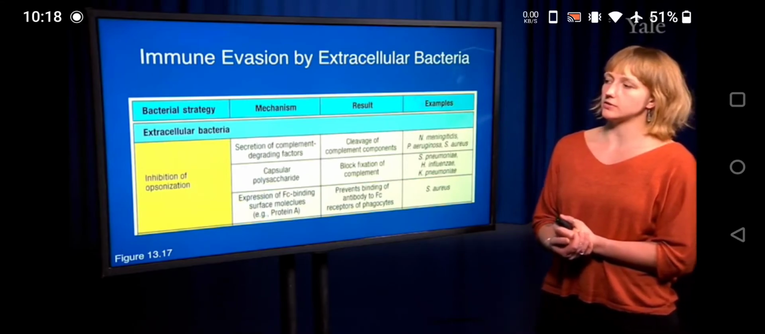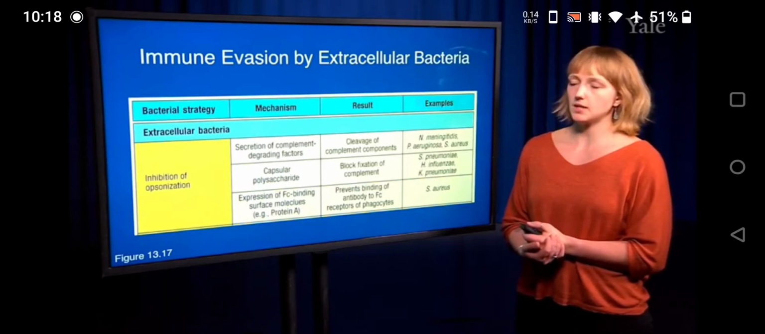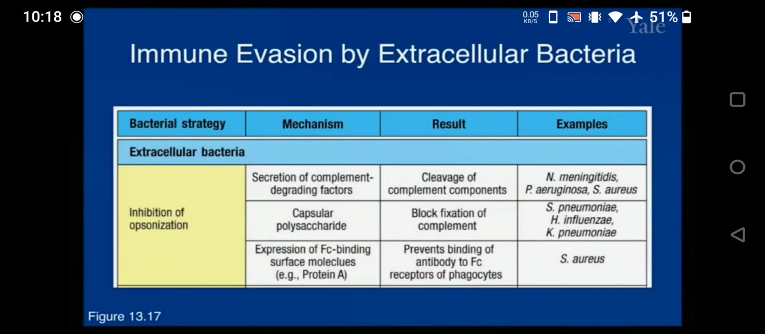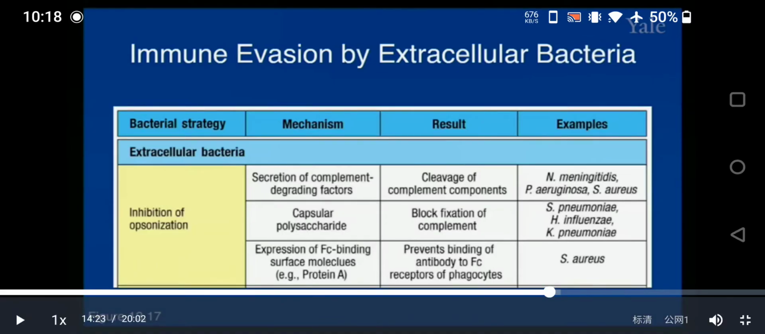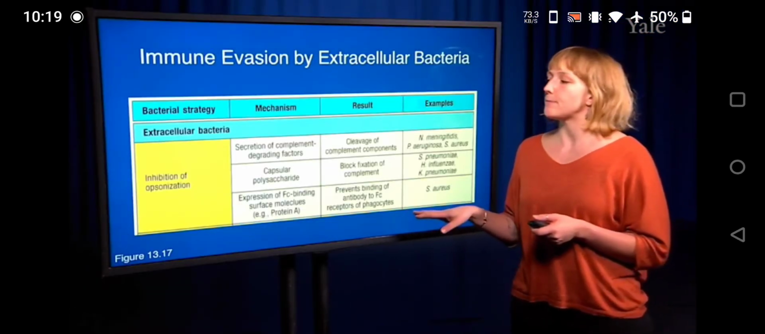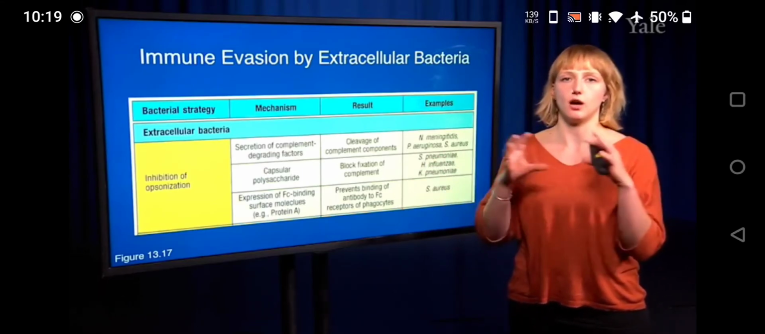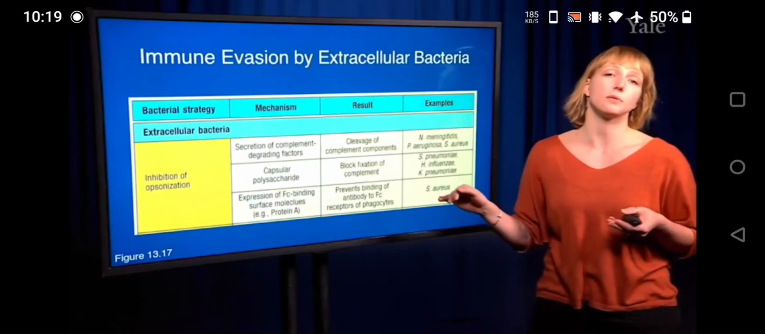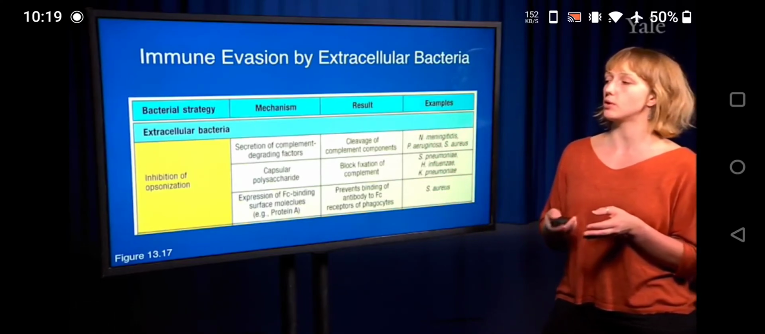Extracellular bacteria have also evolved mechanisms of inhibiting opsonization. Now, opsonization is very critical, as you saw, in the removal of pathogens, particularly those that are coated with antibodies. So bacteria have evolved various different mechanisms to subvert this, including the cleavage of complement factors, so preventing complement from settling onto the surface of bacteria. They also can block fixation of complement to prevent its signaling, and they can also prevent binding of antibodies to Fc receptors of phagocytes. Opsonization is ideal when it's working with complement and antibodies in consortium. So blocking both complement and Fc antibody interactions will both prevent opsonization.